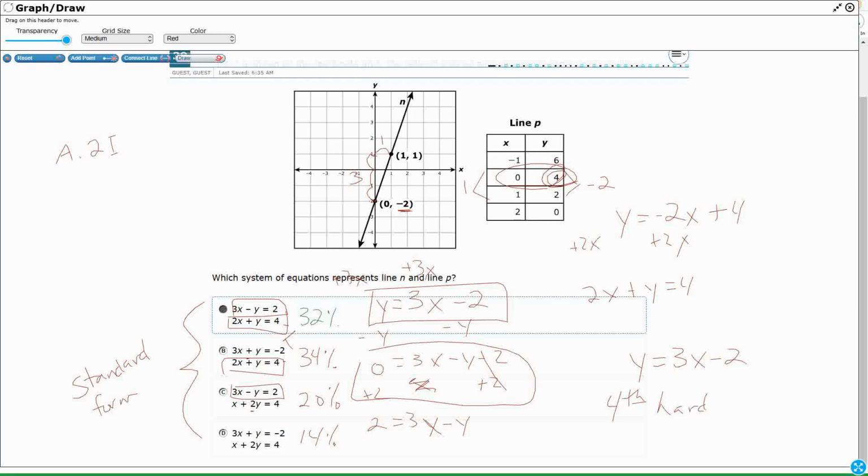This is the fourth hardest item on the test. And the issue wasn't with writing the systems of linear equations, it was just changing it from one form, slope-intercept form, to another form, standard form.